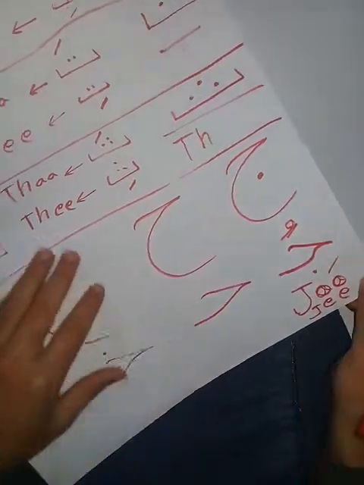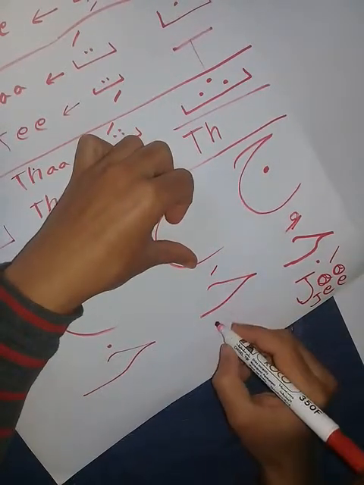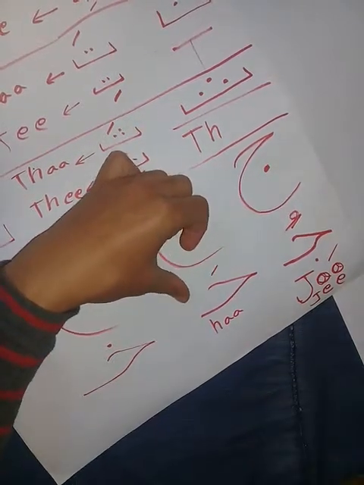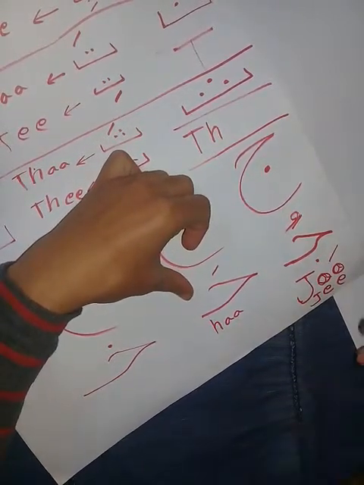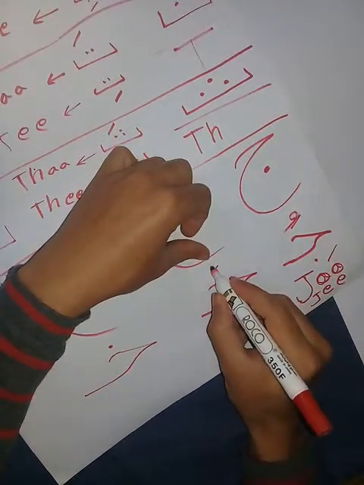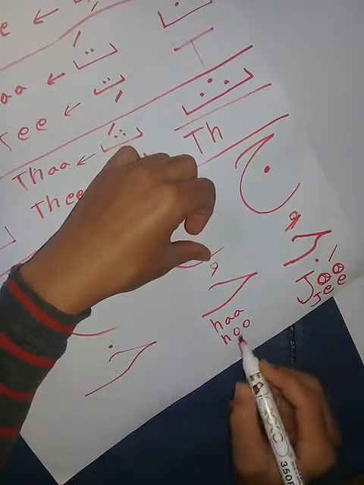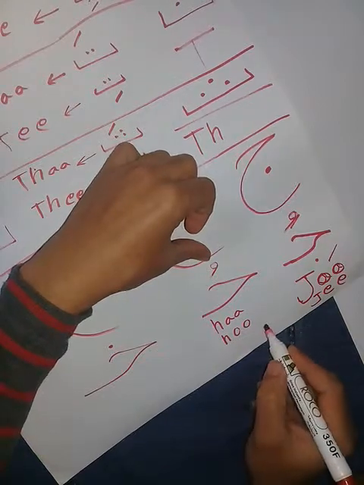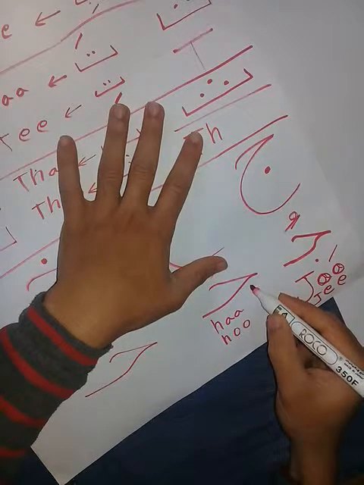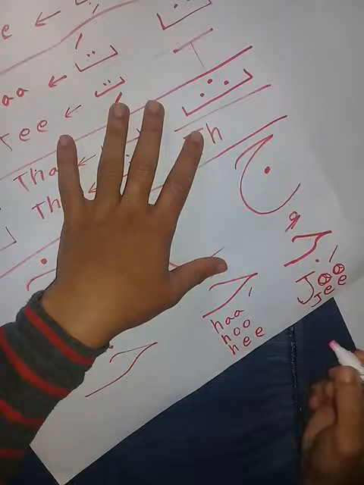We say جو. حاء with فتحة حاء. H A A. It is حا, like what I'm saying, حا. With ضمة we say حو. حو. With كسرة we say هي.